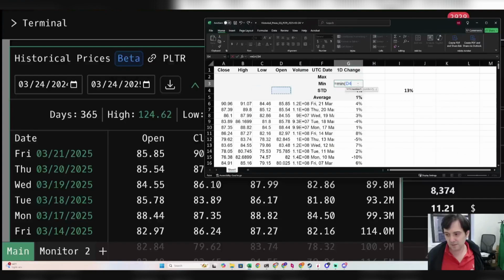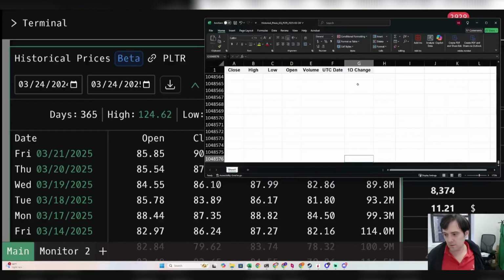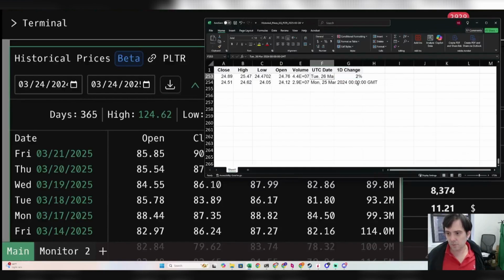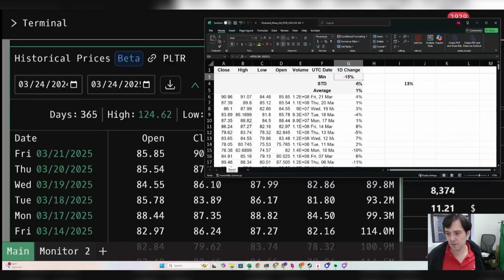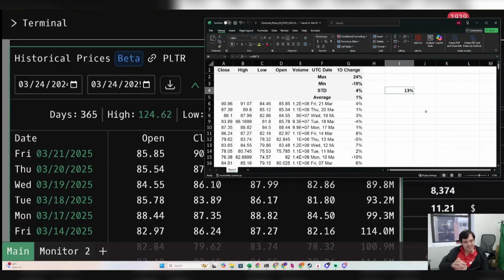Now, let's sort of see what the minimum maximum here is. I know, almost hard to believe that Palantir, the worst day for Palantir in the last year was down 15. And the best day was up 24. So you can already see that this isn't a normal distribution. You know, clearly not quite normal.